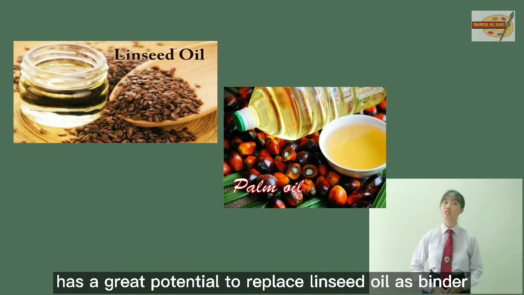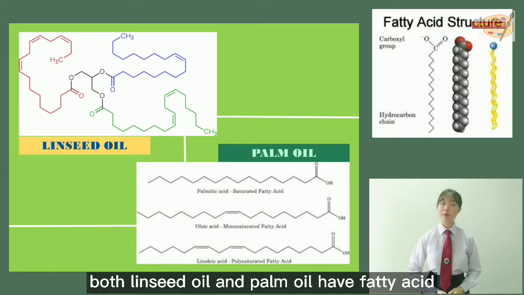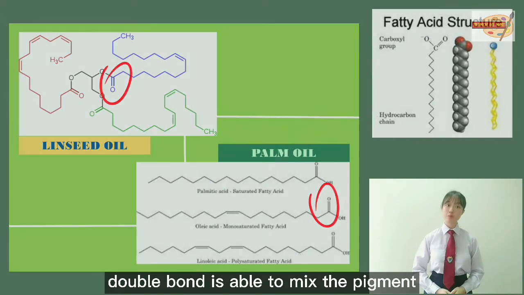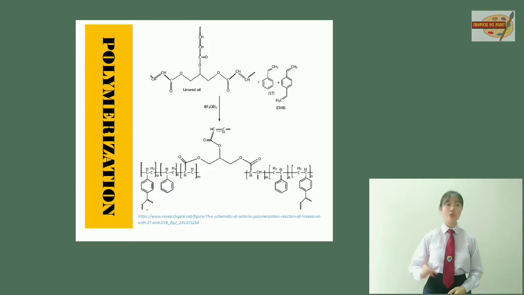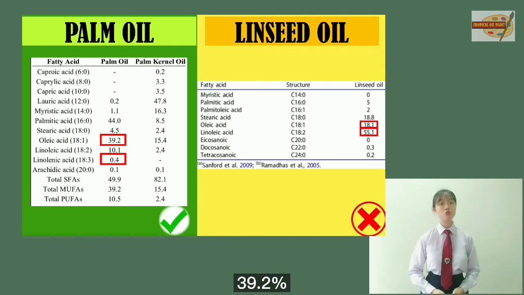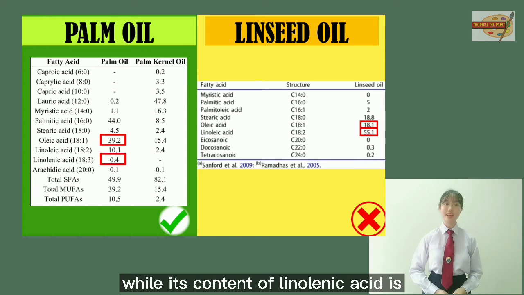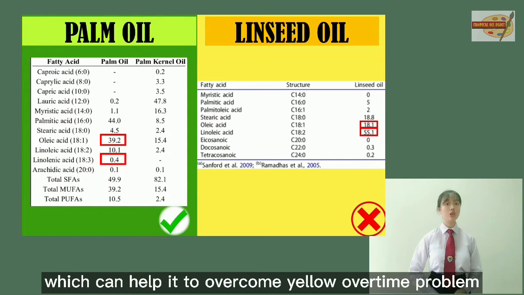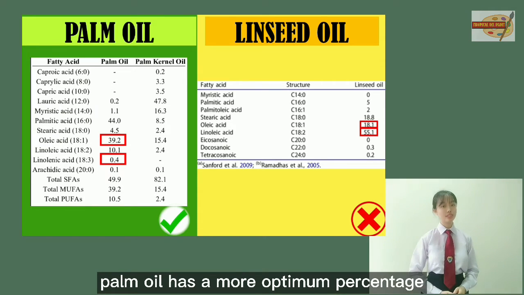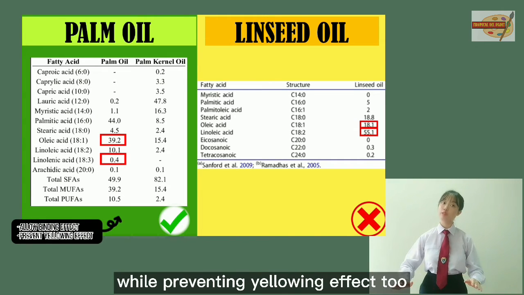Palm oil has a great potential to replace linseed oil as binder in oil paint. This is because both linseed oil and palm oil have fatty acid which contains double bond. Double bond is able to mix the pigment because of polymerization. Moreover, the percentage of oleic acid of palm oil is as high as 39.2%, which make it as a good binder in oil paint, while its content of linoleic acid is only 0.4%, which can help it to overcome yellow over time problem in oil paint. Therefore, palm oil has a more optimum percentage compared to linseed oil, which allow binding effect while preventing yellowing effect too.